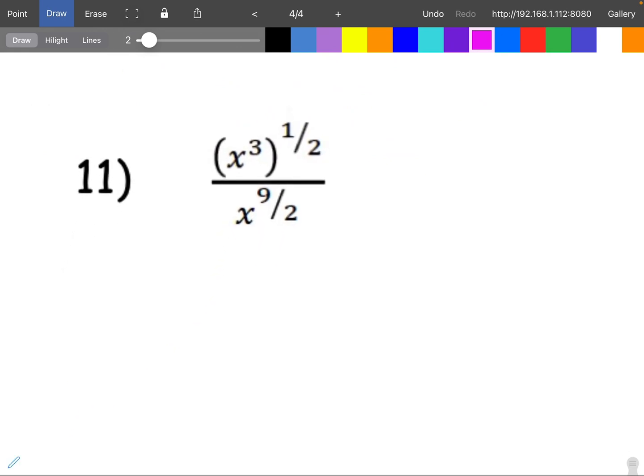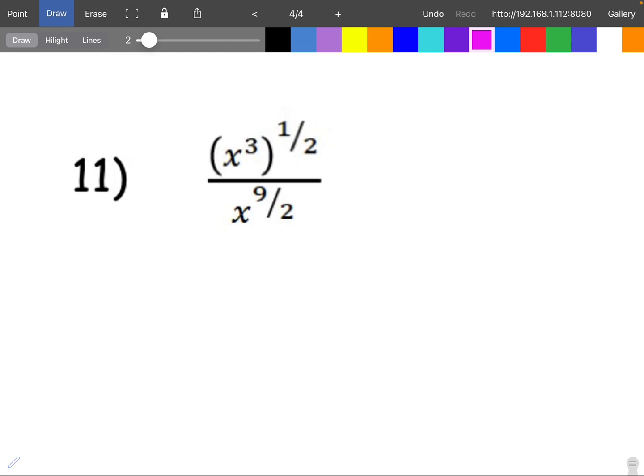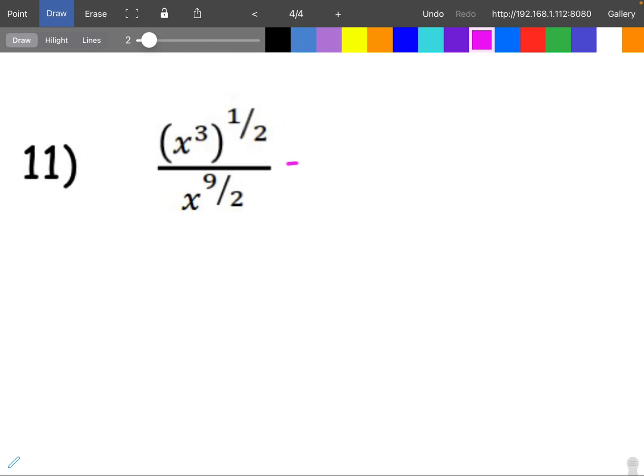Now for number 11, we have a little bit more work to do. So we see that we do have a base of x for both the numerator and the denominator. However, I'm not ready to just start subtracting exponents because on the top, I have to do a little bit with that first. So I need to simplify the numerator before I can start subtracting exponents. Now, I have x to the 3rd power raised to the 1/2 power, which means I need to multiply these two exponents together. Now, when I multiply, I need to remember that this is technically 3 over 1.